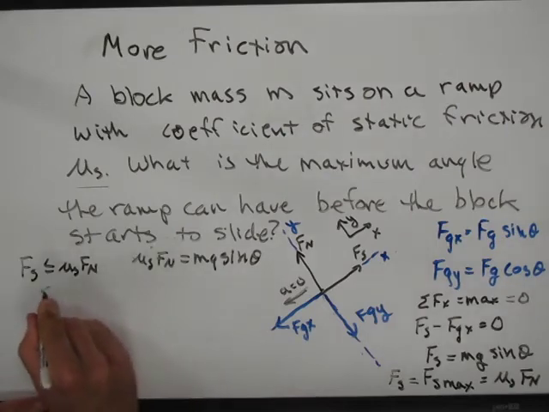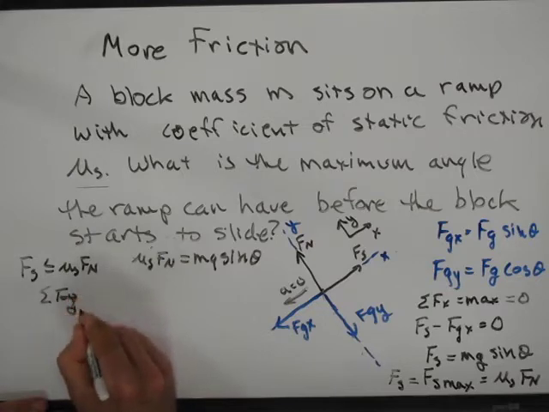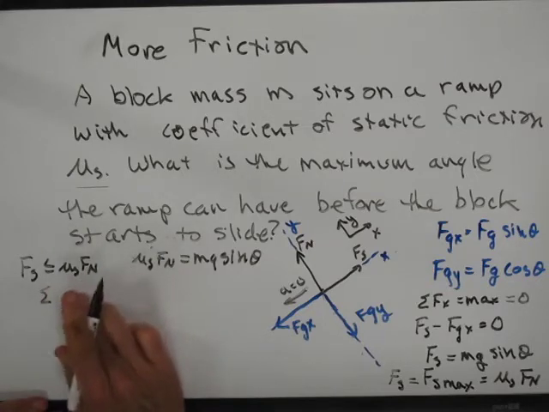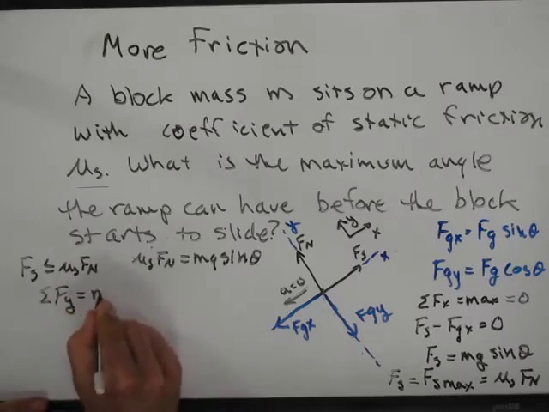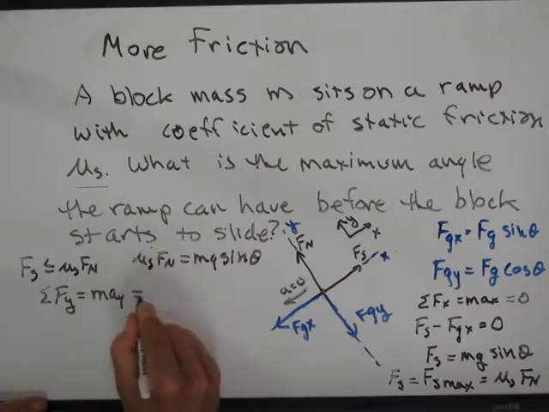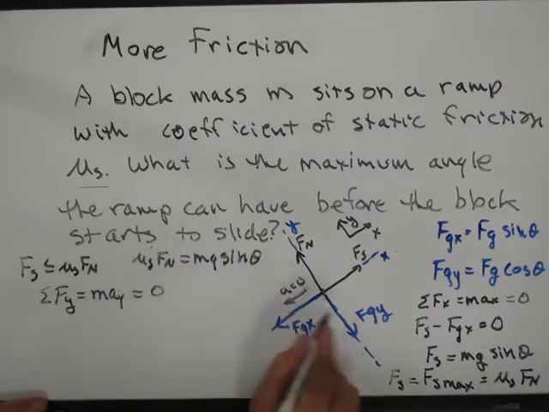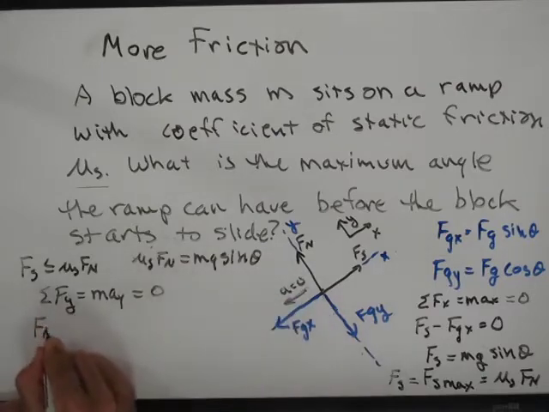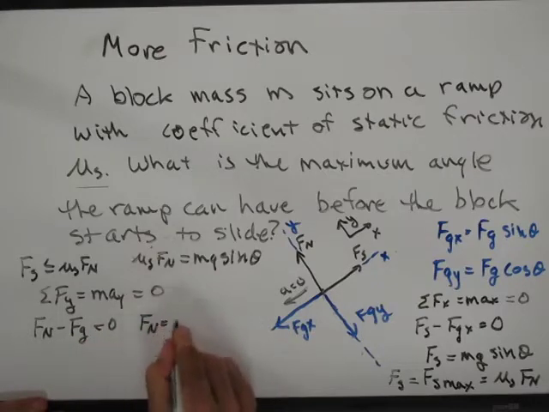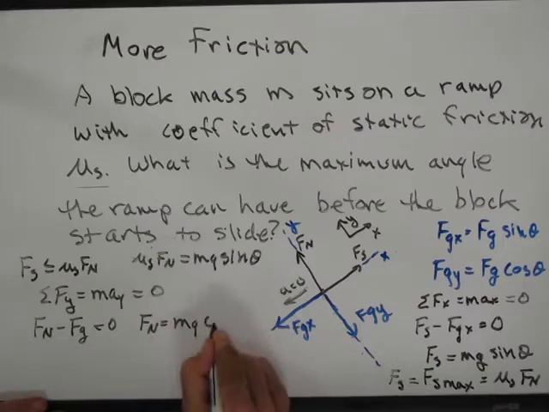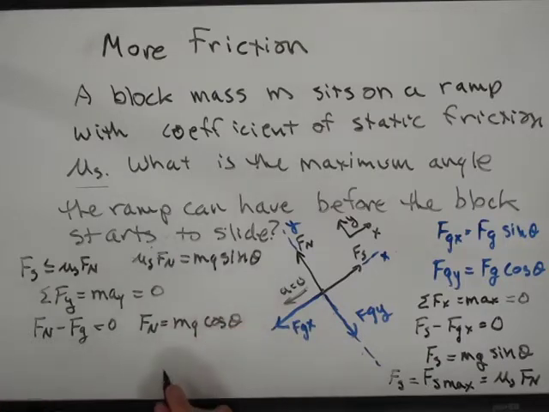So I'm going to look at the sum of the forces in the y direction. The sum of the forces in the y direction equals m a sub y, which is equal to 0. In the y direction, I have the normal force minus F_gy equal to 0, or the normal force is equal to mg cosine theta.